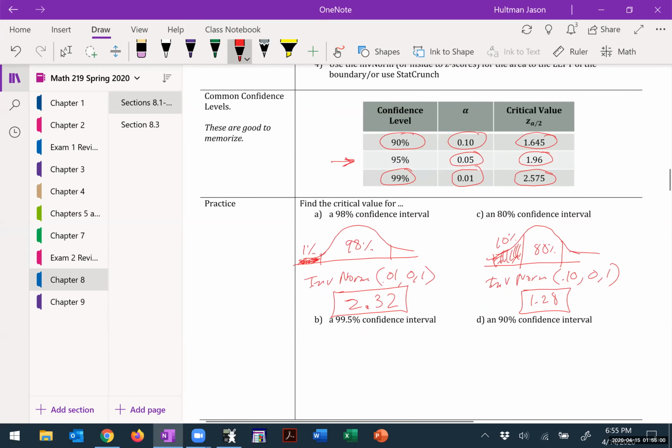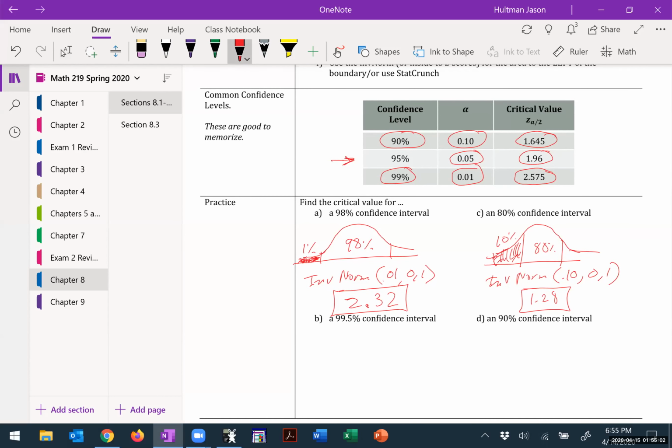Okay. I'm not going to do 99.5. We never really use that. 90%. Well, what's the critical value for 90%? It's already up here, right? It's 1.645. Okay. And on the exam, you'll have these notes for reference. So you won't have to derive a lot of these again. Okay. So these are my Z stars. They're the stars of the show.